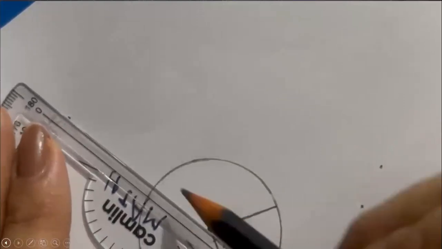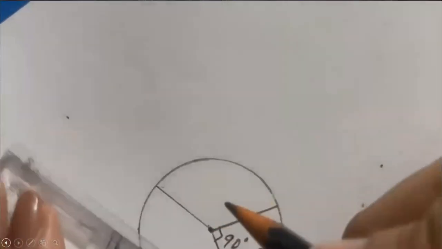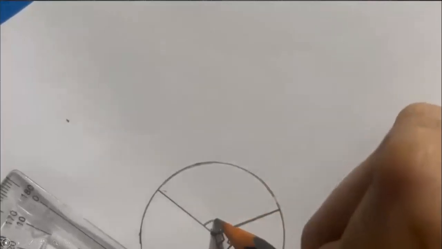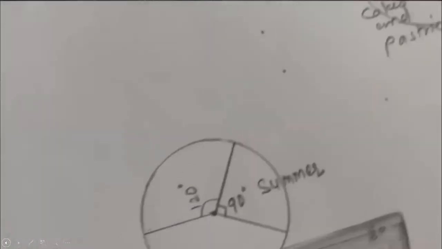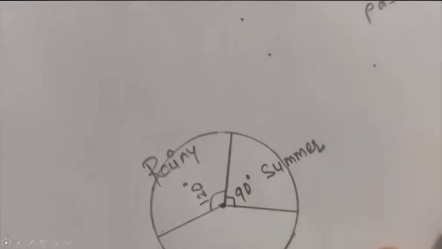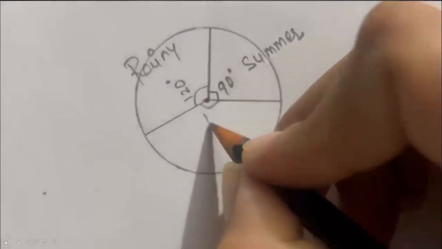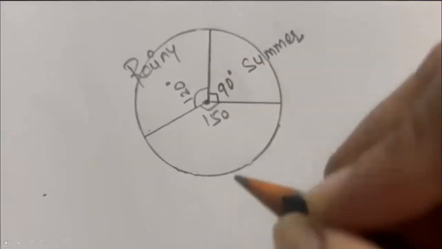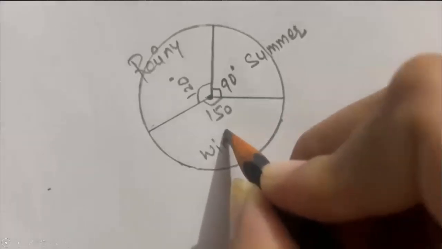Okay, yes. So now this is 120 degree. Okay, and this is 120 degree, and what is it? Raining. Okay, so the season is rainy here. And next winter, which is 150 degree, it means the last one. Okay, so this last one is 150 only. You can measure also, and it is winter.